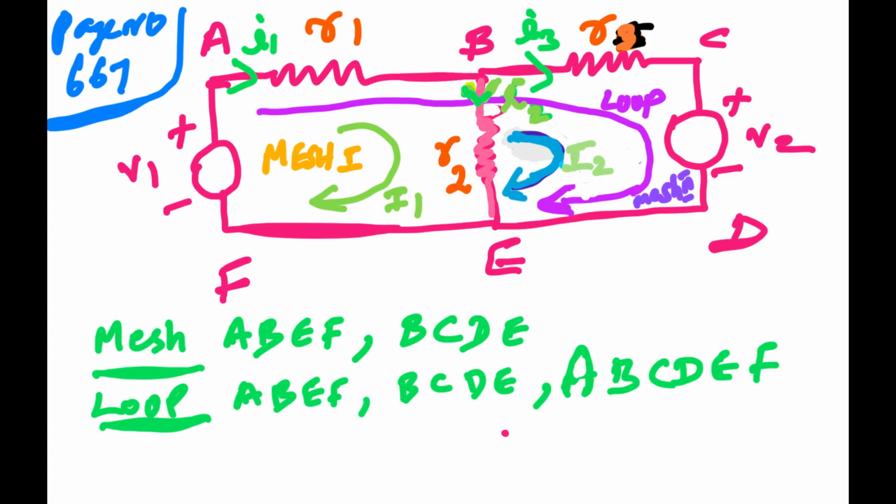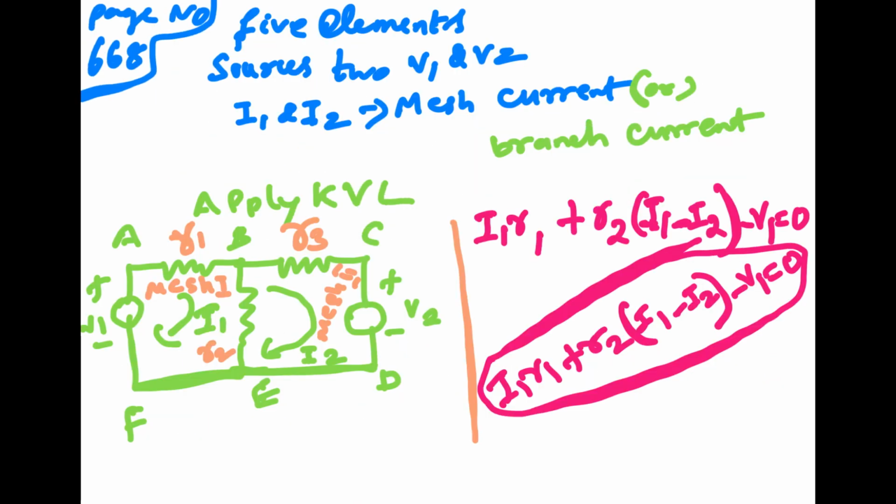I1 is the mesh 1 current. I2 is the mesh 2 current. The first box A, B, E, F is mesh 1. The second box B, C, D, E is mesh 2. Assume branch currents and mesh currents. There are 5 elements: 2 sources, V1 and V2, and the mesh currents I1, I2 and the branch currents.